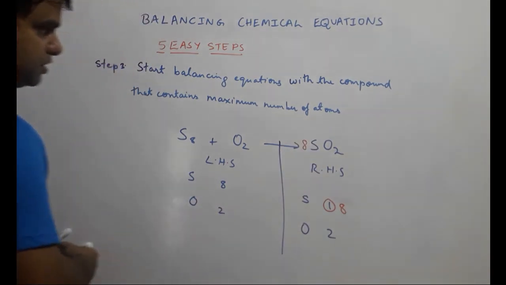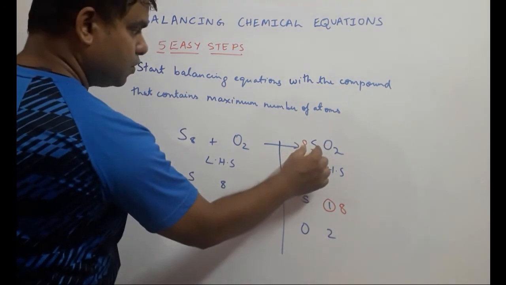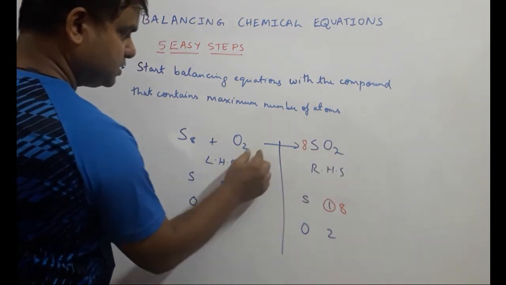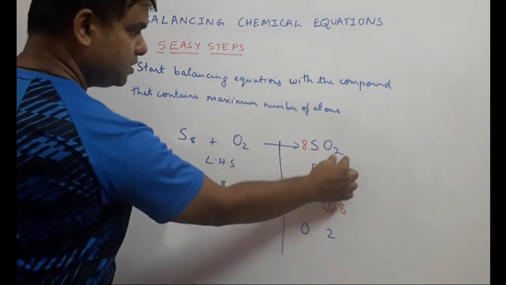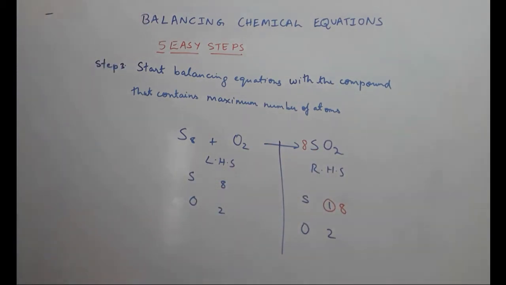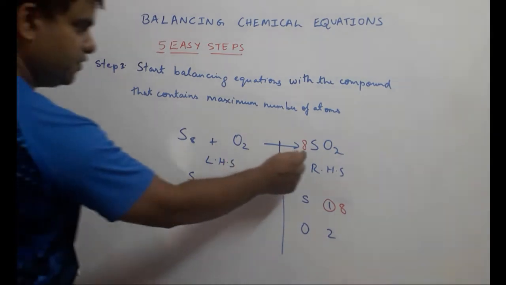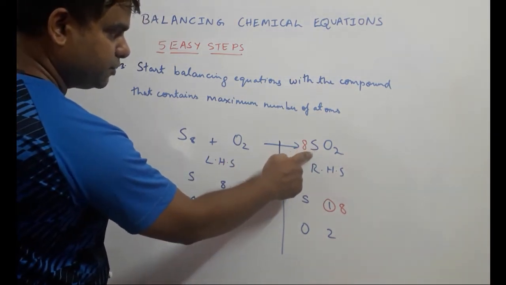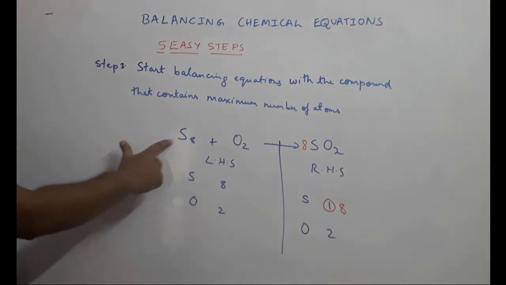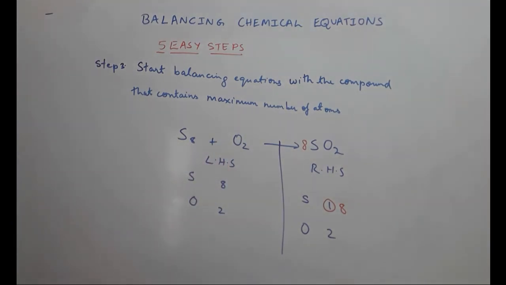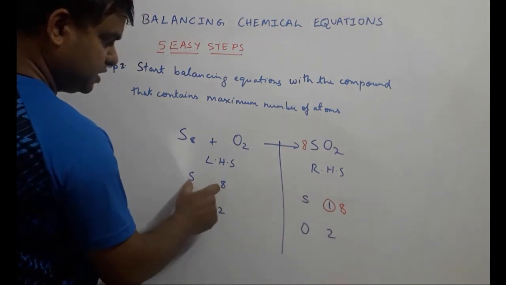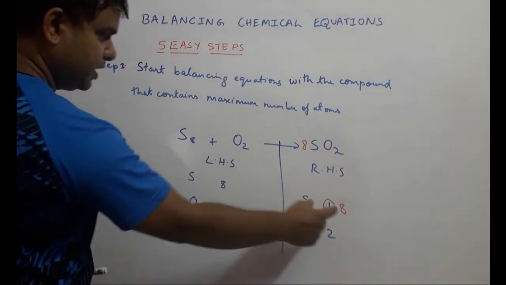of the coefficients. Remember, only the coefficient changes. These small little numbers over here do not change at all. Got it? So only the coefficients change. The coefficient in front of sulfur dioxide, before I could change it, was 1. It's 1 over here and 1 over here as well. So if I put 8 over here, the sulfur gets balanced on both sides.